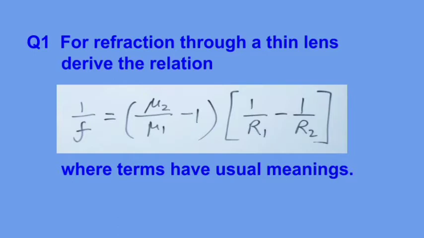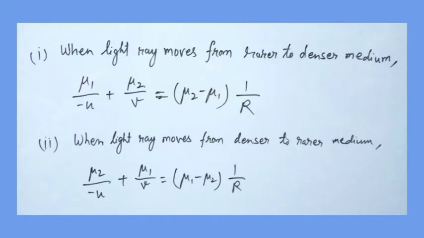In that we find two relations. One is mu 1 by minus u plus mu 2 by v is equal to mu 2 minus mu 1 times 1 by r, which is obtained when refraction takes place while light ray moves from rarer to denser medium. And second relation is mu 2 by minus u plus mu 1 by v is equal to mu 1 minus mu 2 times 1 by r, which is obtained when refraction takes place when ray moves from denser to rarer medium.